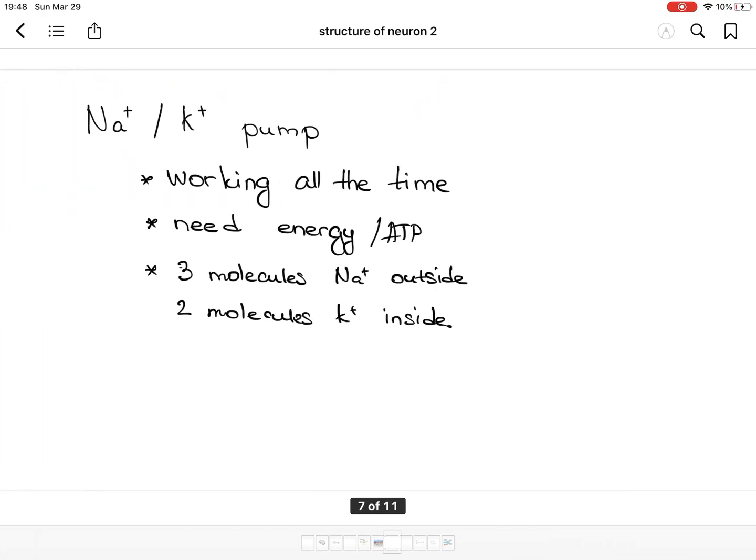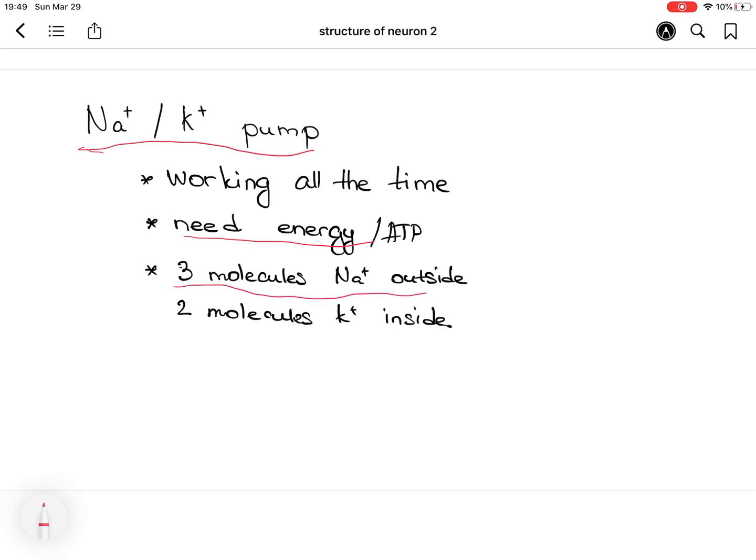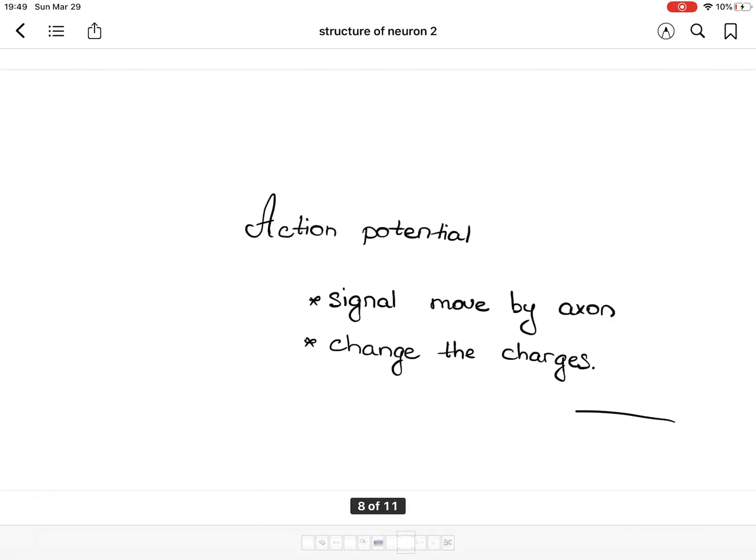Okay. Now, if we look at this pump, it works all the time. It also needs energy. What it does is put 3 sodium ions outside and 2 potassium ions inside. This is the function of the sodium-potassium pump. Okay. Now we will talk about the action potential.